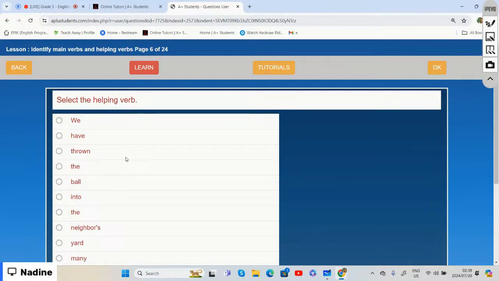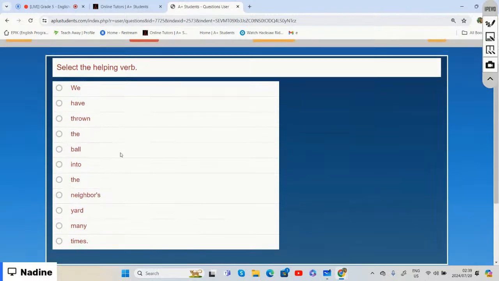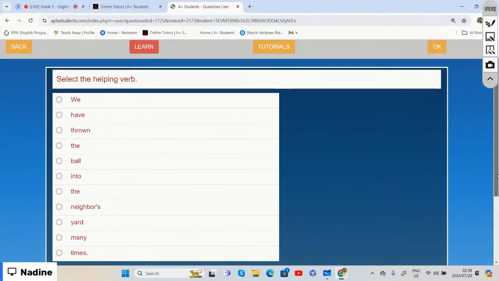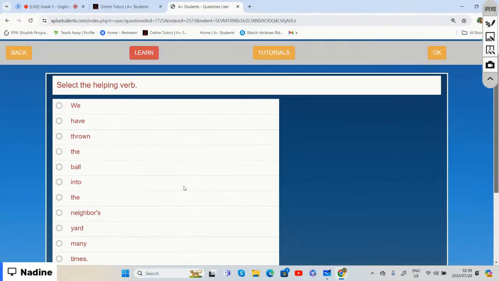The next one says, we have thrown the ball into the neighbor's yard many times. So we have thrown the ball many times. We have thrown the ball into the neighbor's yard many times. We need to select a helping verb within that sentence.